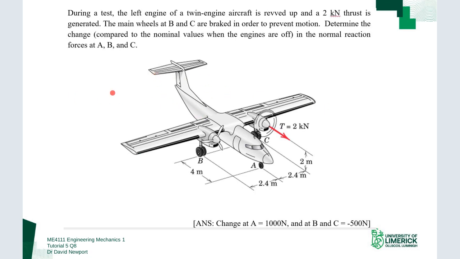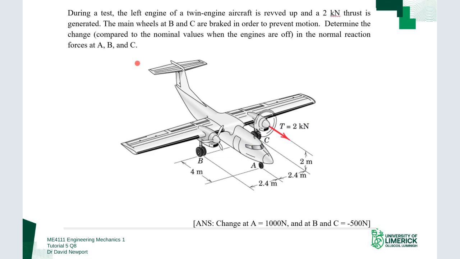So we've got some sort of an aircraft, twin engine. They're testing it, and during that test, the engine is revved up, and a 2 kilonewton thrust is generated, which is indicated here. So the main wheels at B and C, so B is there and C is the far side of that, just under the engine, are braked in order to prevent motion. So our system is in equilibrium still.